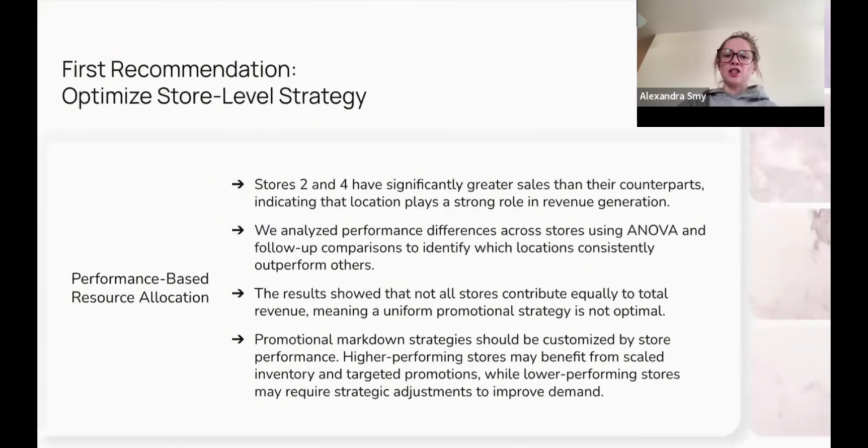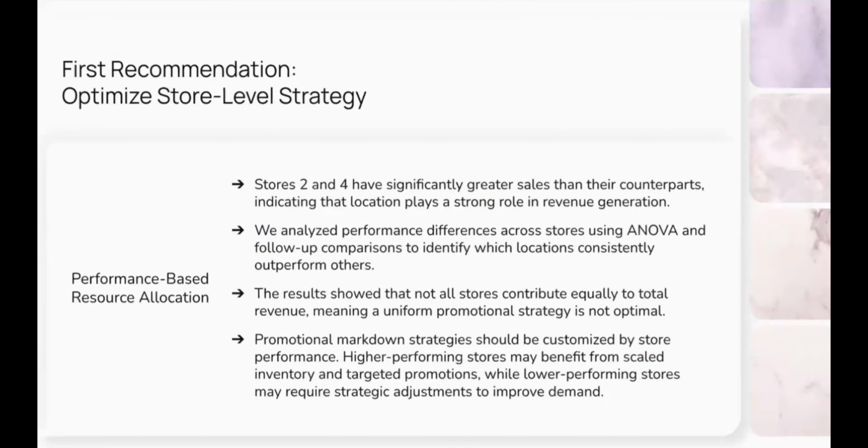Our first recommendation is to optimize store level strategy. Because store location significantly impacts sales, we recommend performance-based resource allocation. High-performing stores should scale inventory and promotions, and lower-performing stores should receive demand stimulation strategies and increased promotions. Our global considerations are the cultural, economic, and regulatory environments that differ by region, and that will factor into our decision-making.